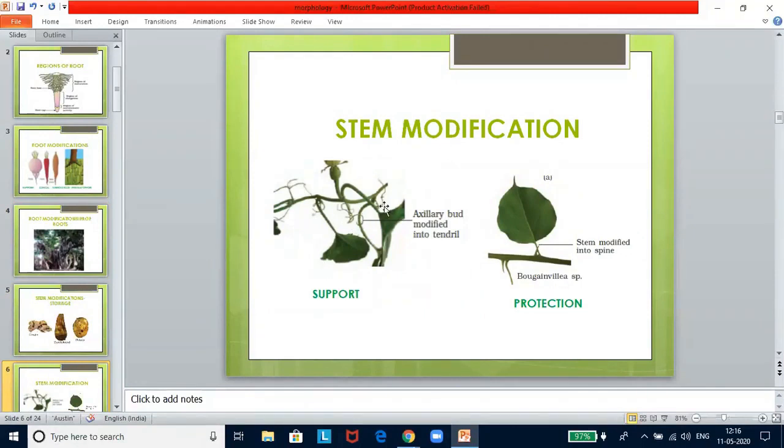This diagram they might ask you to identify whether it is a leaf modification or a stem modification. Here stem is modified into a spine. It is in bougainvillea. So they can ask you this diagram and ask which part is modified into the spine, or what the modification is called. So this is called as the spine. There is a difference between thorn and spine. So here it is a spine.